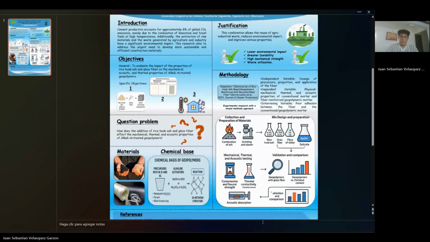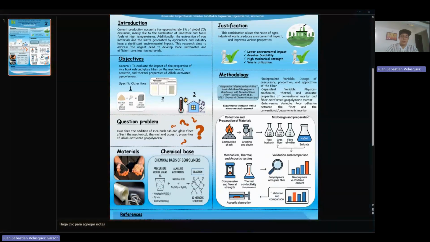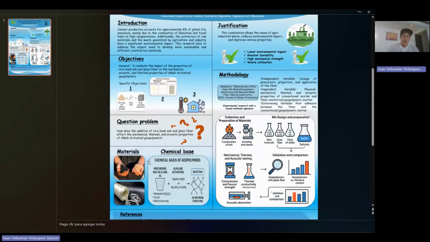Next, the research question. This question reveals the main topic of the project, the materials that are used, and the reason why they are intended to be recycled. It is: how does the addition of rice husk ash and glass fiber affect the mechanical, thermal, and acoustic properties of alkali-activated geopolymers?